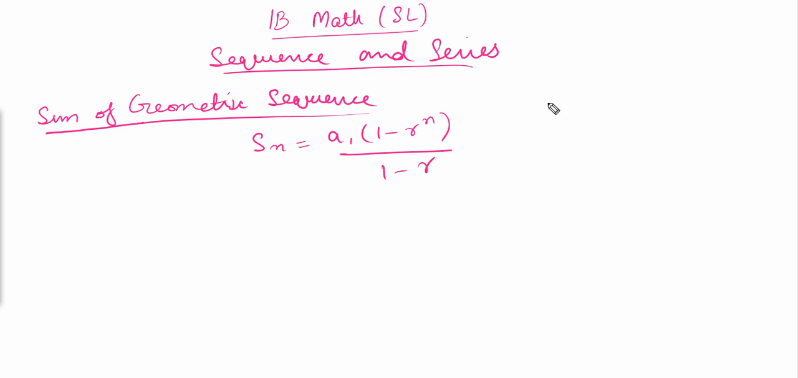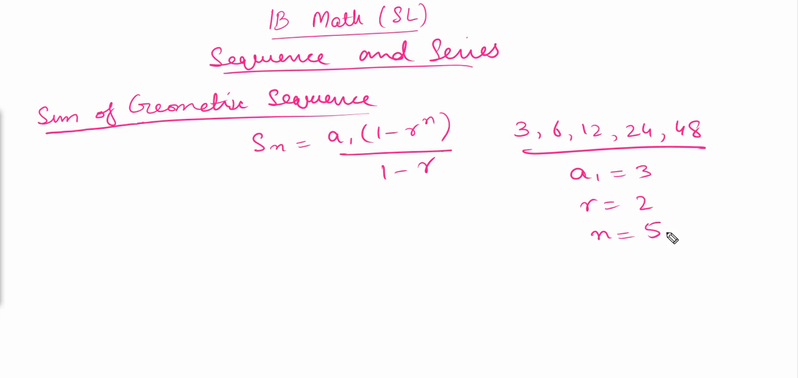So let's suppose we have a sequence that we want to sum up. It's 3, 6, 12, 24 and 48. This is the sequence, and we want to find the sum of its first 5 terms. We know this is a geometric sequence because it has a common ratio. So our a1 will be equal to 3, our common ratio will be equal to 2, like 6 over 3, and n will be equal to 5 because we want to sum up the first 5 terms.